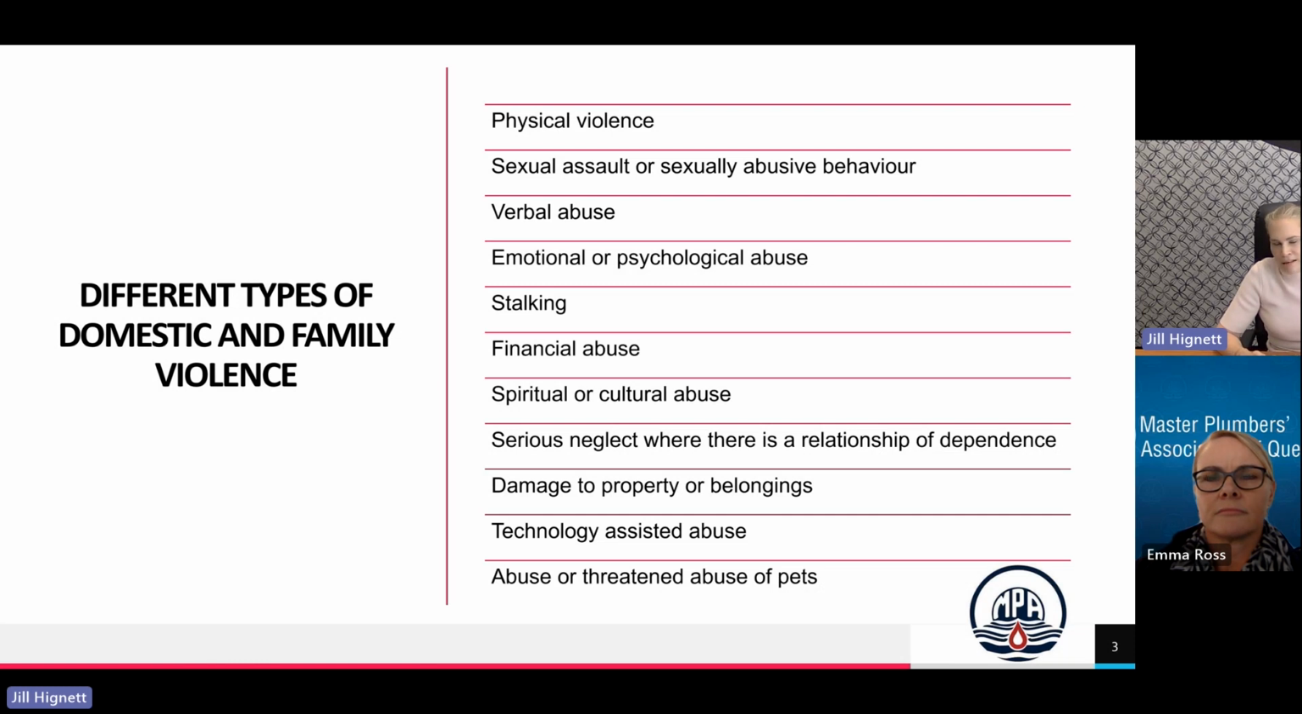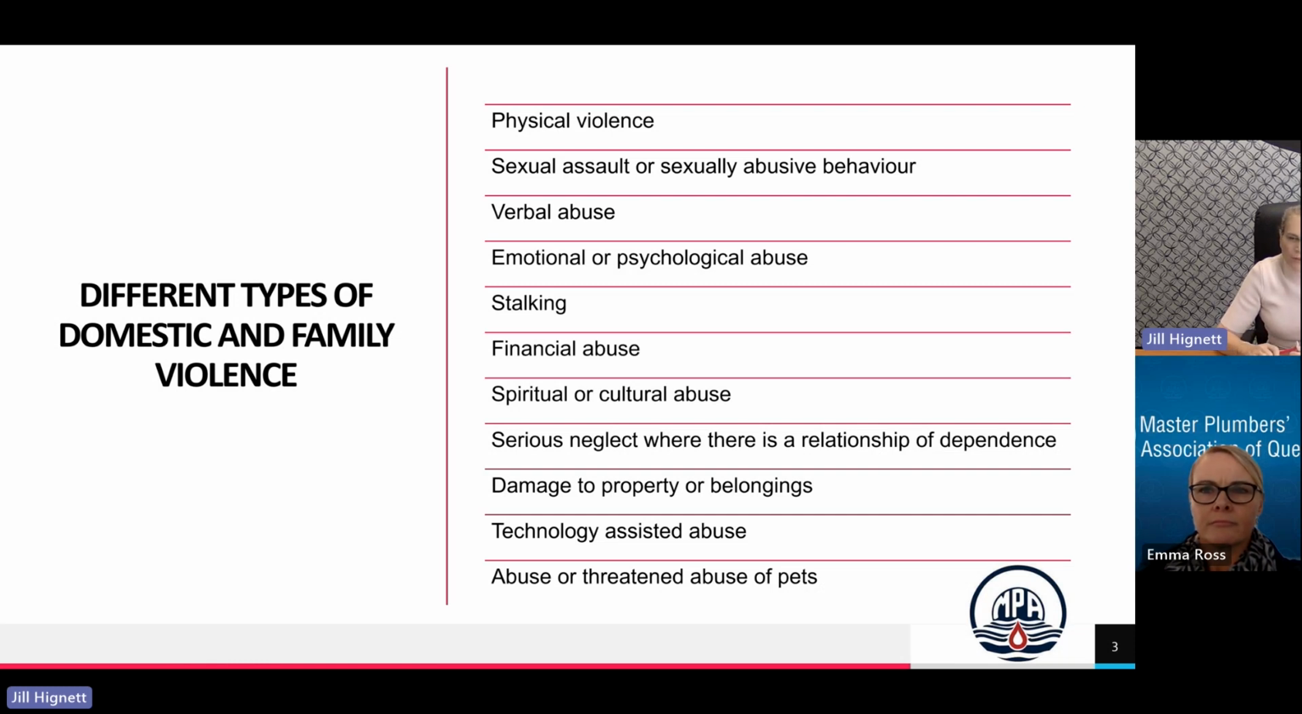Now, what the law is that it can form many different parts or different types of behaviours, and that includes, as we said, physical, which most would recognise, sexual assault or sexual abuse, again, which most would notify or understand. The others come into these areas where you might need to turn your mind to thinking about a bit differently, which is verbal abuse, emotional or psychological abuse, stalking. That's a big one that obviously can often marry in with some of the other types of domestic or family violence. Financial abuse, and that's relating to restricting money or dictating money.